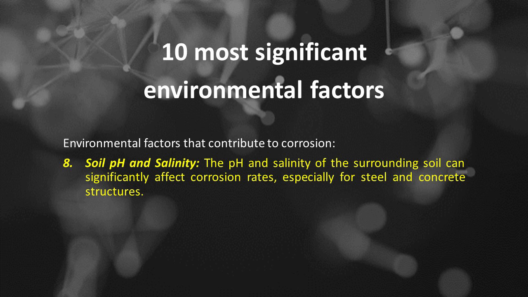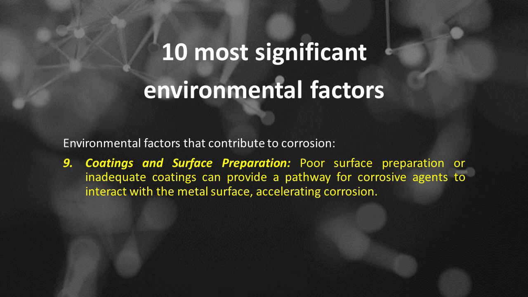Number 8 is called soil pH and salinity. The pH and salinity of the surrounding soil can significantly affect corrosion rates, especially for steel and concrete structures. Number 9 is called coatings and surface preparation. Poor surface preparation or inadequate coatings can provide a pathway for corrosive agents to interact with the metal surface, accelerating corrosion.